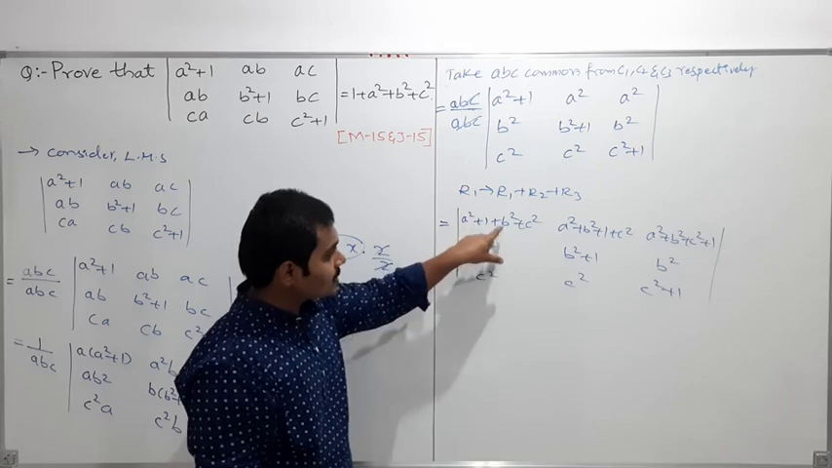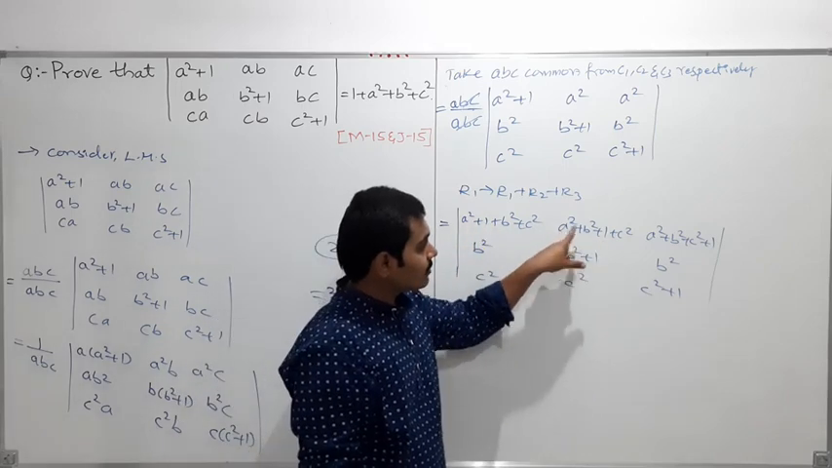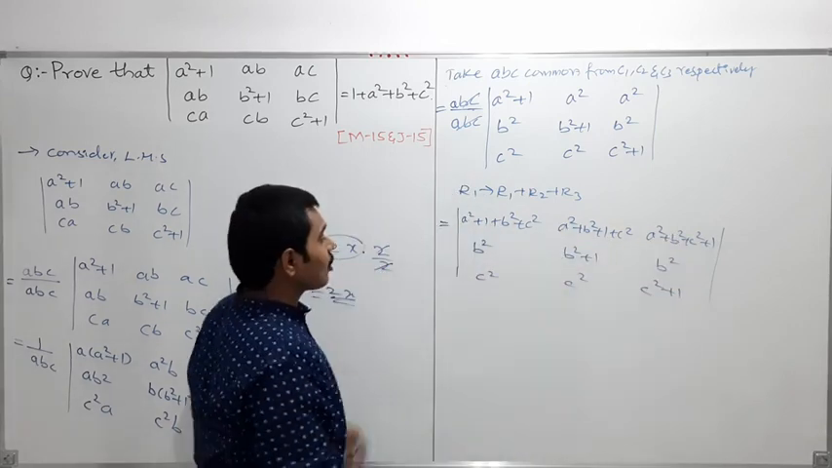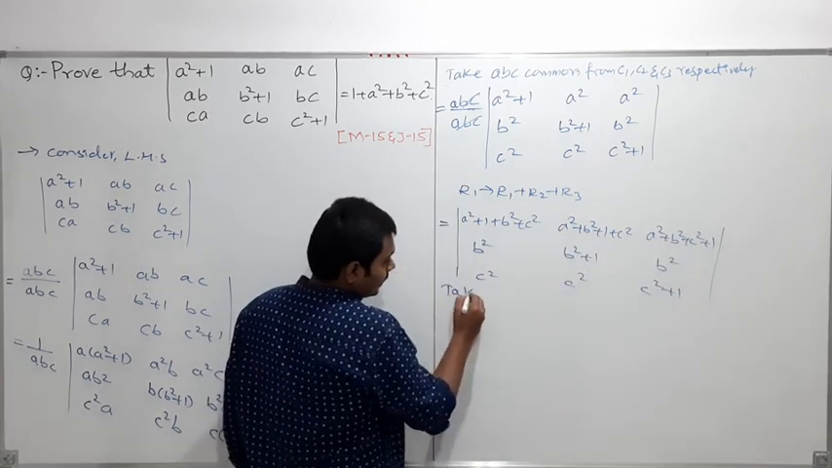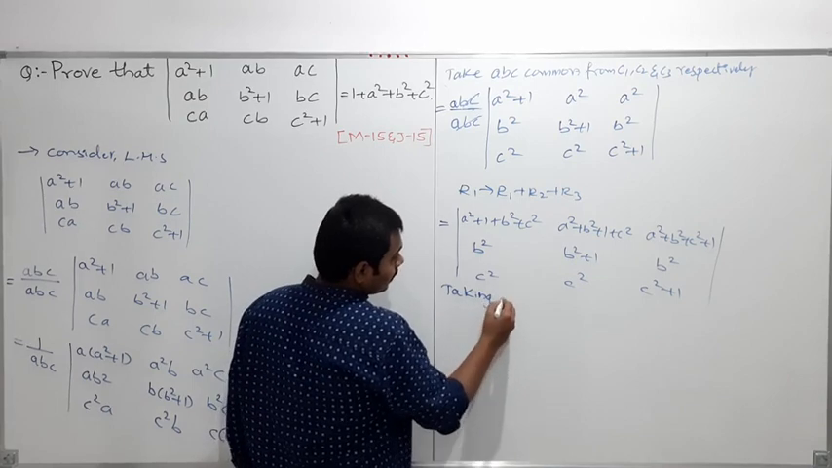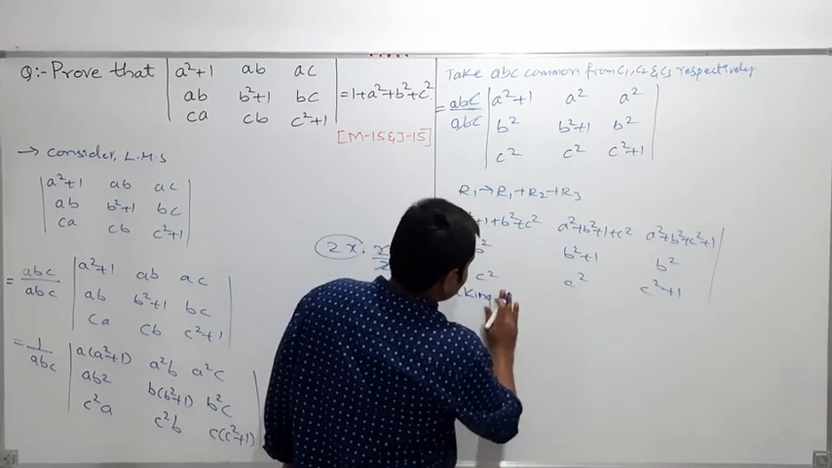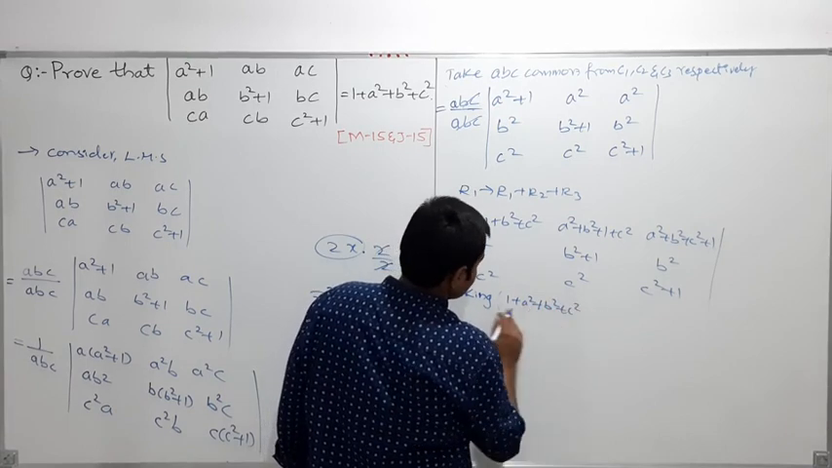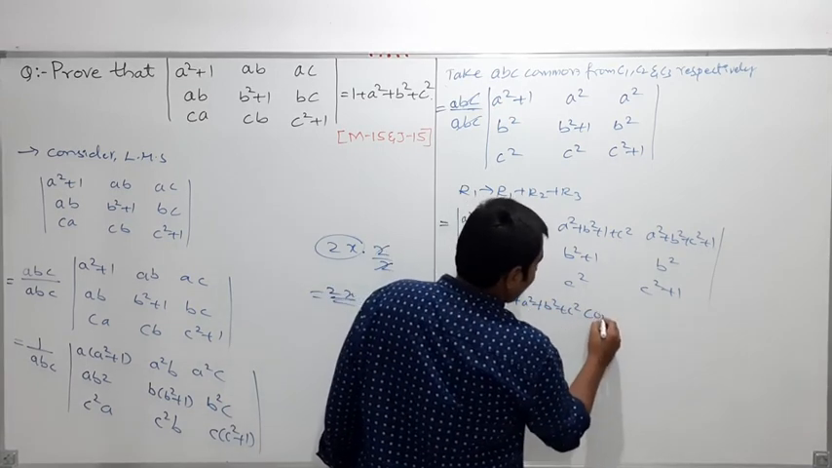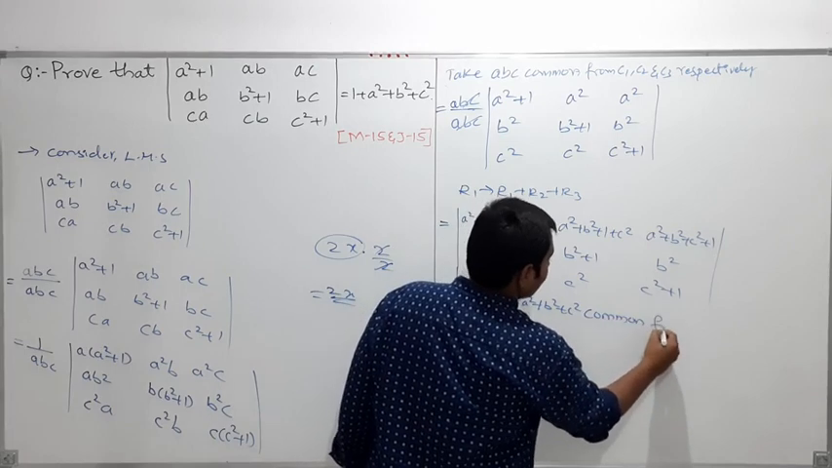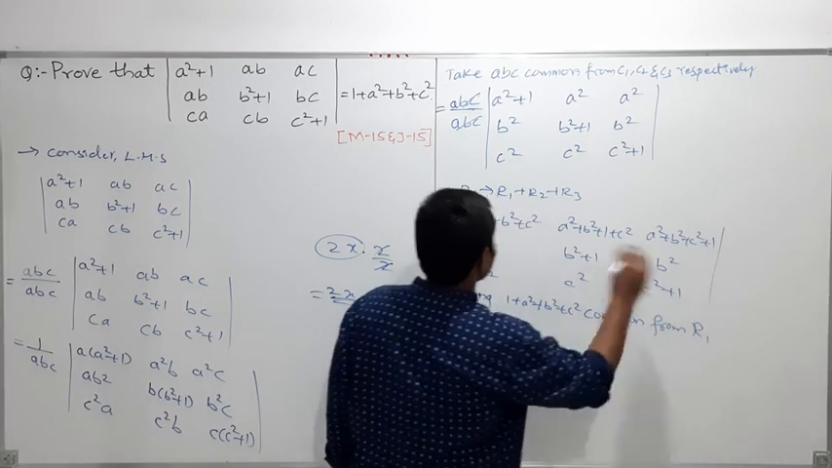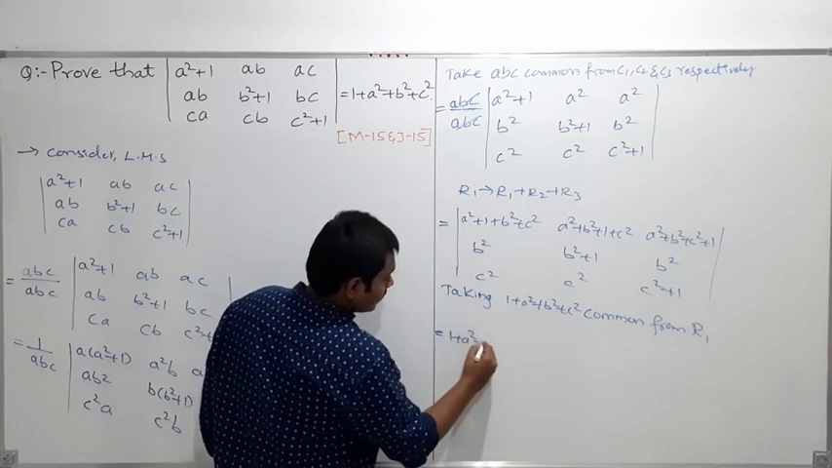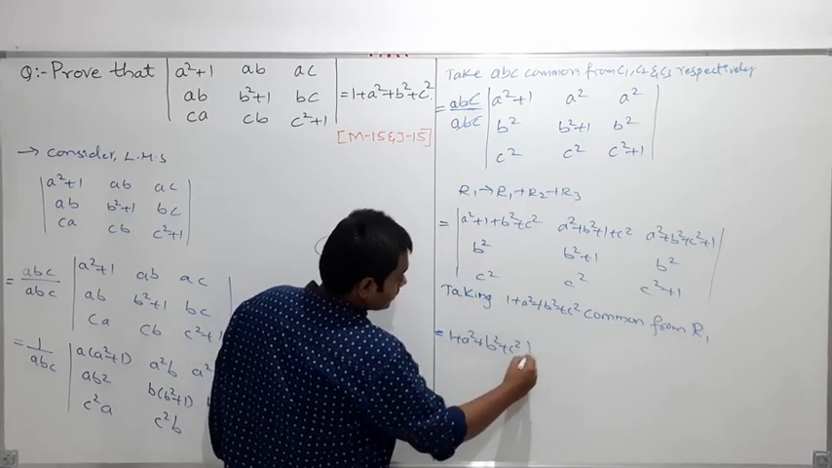Now you can observe here, my students, in row 1 you can take the common 1 plus a square plus b square plus c square, 1 plus a square plus b square plus c square, 1 plus a square plus b square plus c square. I can take the common. So I am taking 1 plus a square plus b square plus c square common from row 1. So here this will become 1 plus a square plus b square plus c square.